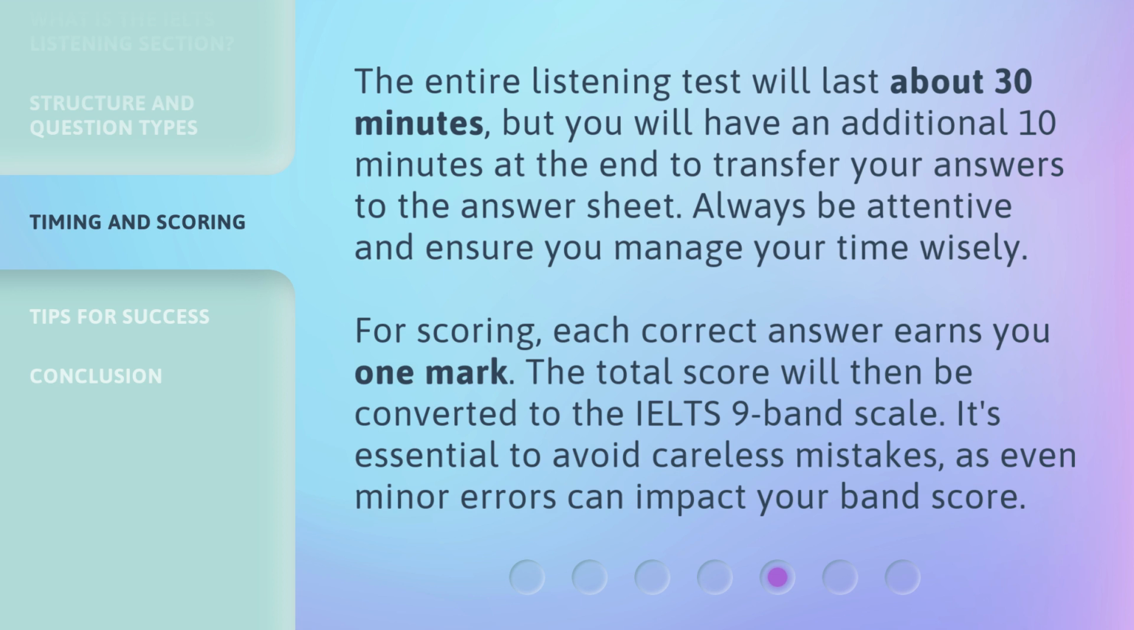Always be attentive and ensure you manage your time wisely. For scoring, each correct answer earns you 1 mark. The total score will then be converted to the IELTS 9 band scale. It's essential to avoid careless mistakes, as even minor errors can impact your band score.